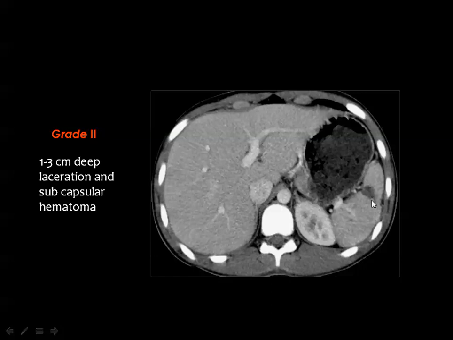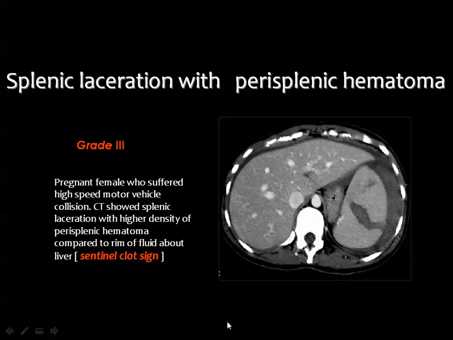It's more than 1 centimeter in diameter, in length, and may be associated with subcapsular hematoma. And here you can see the value of injection of contrast media in order to enhance the parenchyma so that you can see the site of the laceration. Then this is grade 3 splenic laceration where you got a deep laceration more than 3 centimeter in diameter and a very big perisplenic hematoma.